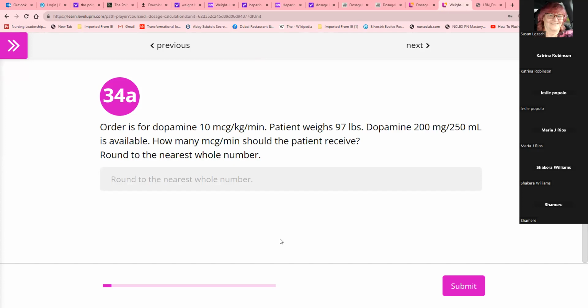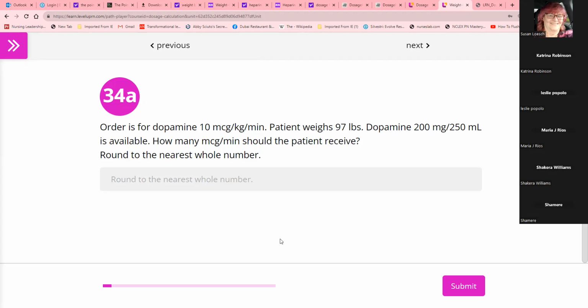Stop it, nurse. Where are you supposed to be reading from? Oh, how many micrograms per minute should the patient receive? Okay, so this one's different from the other ones you did because this one's asking for micrograms per minute, right? So what does your order say? Dopamine, 10 micrograms per kilogram per minute.